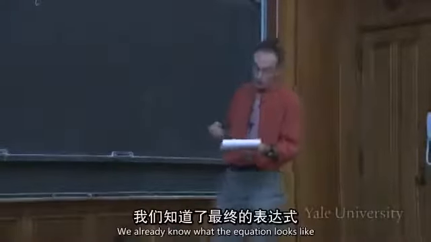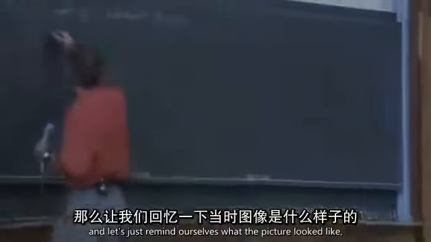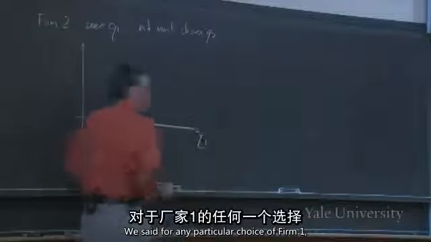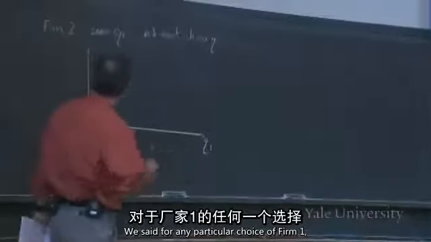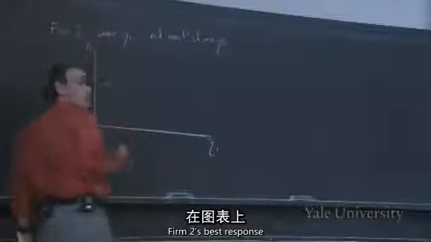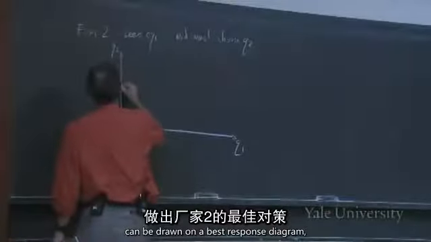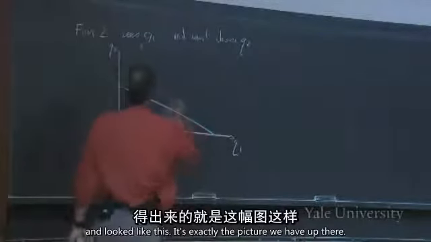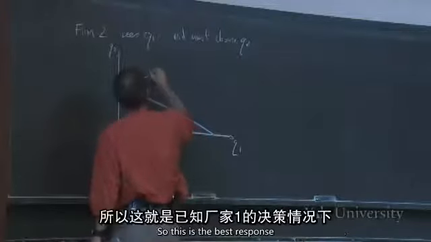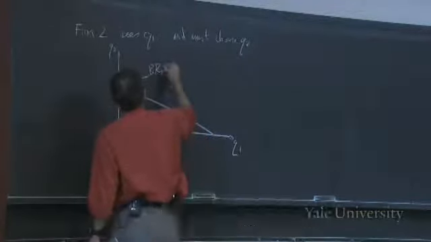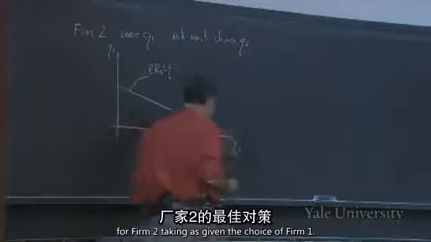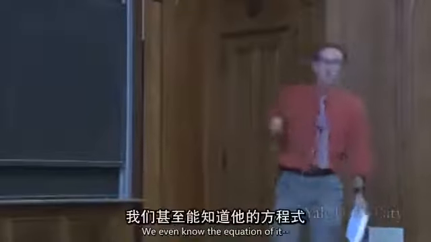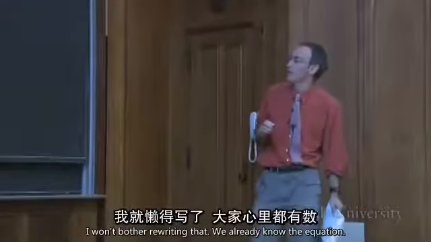We already know what the equation looks like, and let's just remind ourselves what the picture looked like. Just a repeat of the picture we had before. We said for any particular choice of firm 1, firm 2's best response can be drawn on a best response diagram. And it looks like this. It's exactly the picture we have up there. So this is the best response for firm 2, taking as given the choice of firm 1. And we even know the equation of it. I won't bother to rewrite it there, but we already know the equation.